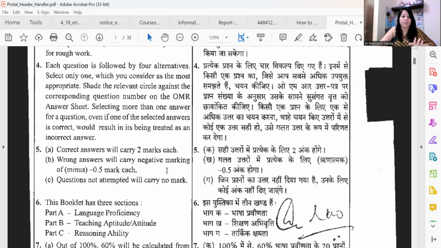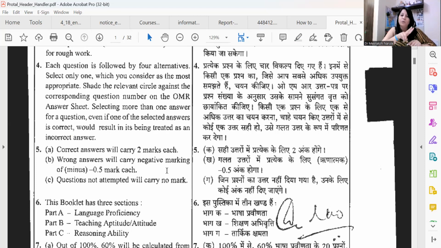Now I have already shared with you, each question is followed by 4 alternatives, optional questions. Then select only one which you consider the most appropriate, right? And shade the relevant circle. OMR aapko fill karna aata hai, you have appeared in different exams. So selecting more than one answer for a question, even if one of the selected answers is correct, would result in its being treated as an incorrect answer. So ek hi aapko circle mein fill karna hai.